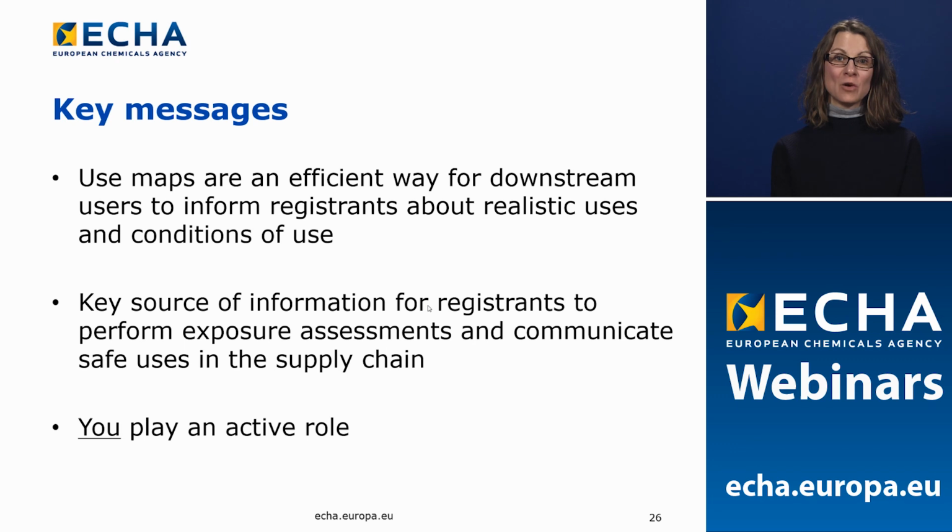I hope you have now a better understanding about what are the use maps and why they are so important for successful communication through the supply chain. Remember, the use maps are an efficient way for you, the downstream users, to inform the registrants about the realistic uses and condition of use of their substance. It is also a key source of information for registrants to perform the exposure assessment of their substance and communicate in the supply chain how to safely use the substance.